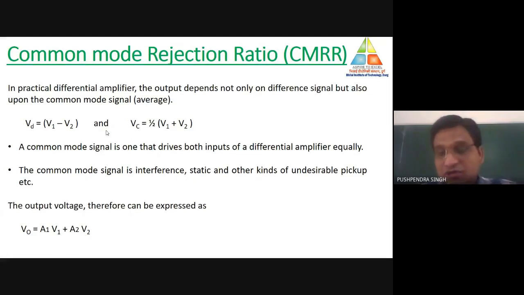This AC signal is also called the noise signal. So, as we know, VD is what? Differential mode voltage, or the difference of two input voltages. So, the value of VD is V1 minus V2. Similarly, the value of common mode voltage is what? The average of two input voltages, that is (V1 plus V2) divided by 2.